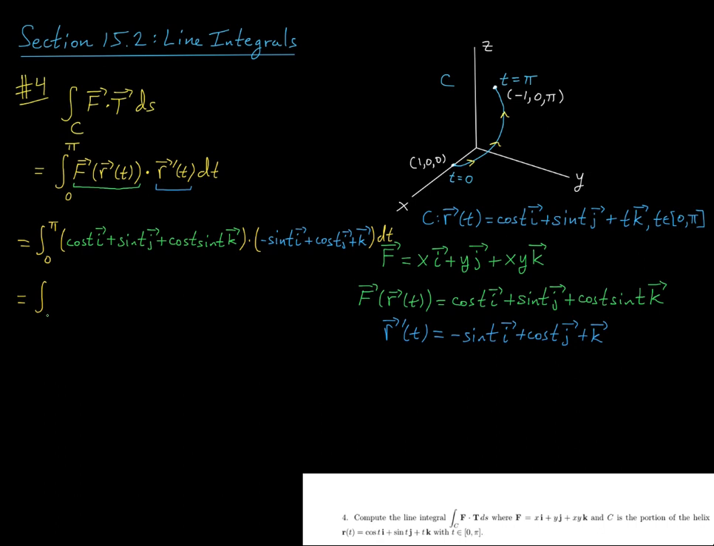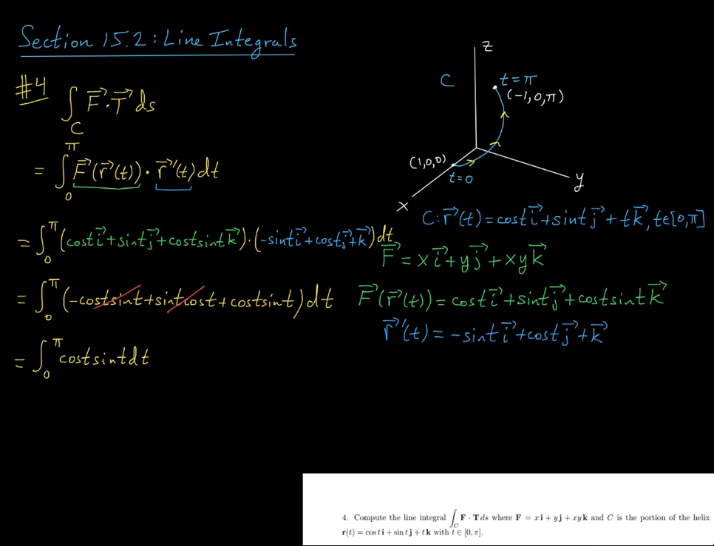Okay, now when you compute this dot product, this feels like just kind of a horrible mess, but actually it's not too bad, because what am I going to get? I'm going to get cosine t times minus sine t. So that's going to be minus cos t sine t. Then I'm going to get plus sine t times cosine t. Oh, okay, that's nice. These are just going to cancel out. And then lastly, I'm going to get cos t sine t times just 1. And so that's just going to give us a cos t sine t. And now we're in pretty good shape, because these are going to drop out. And so we're looking at the integral from 0 to pi of cos t sine t.